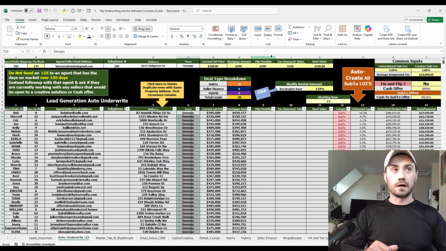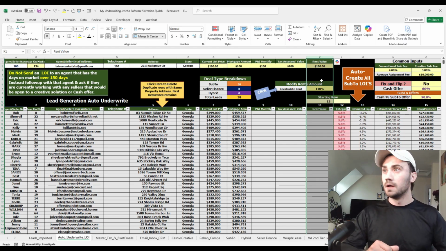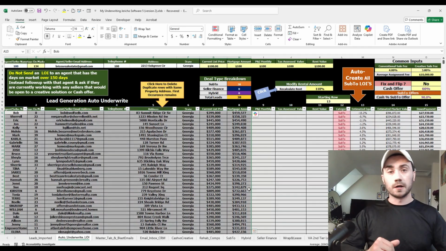Now the column I for the P&I monthly, this is the principal and interest payment. We don't need this for the auto underwrite because this is only going to be for the hybrid transactions. This column here is for hybrid transactions. The tax assessed value, this is going to be needed for the hybrid and seller finance transactions. The rental value, this is also going to be needed for the hybrid and seller finance transactions. But when we're doing our subject to transactions for the auto underwrite, super simple. So we have all the data necessary right now for the Jericho software to start creating our LOIs.